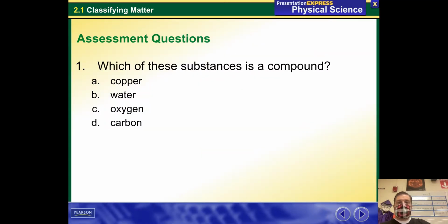So real quick, help me answer these questions and we'll call it good on this section. Which of these substances are a compound? You can blurt it out. What do you think it is? Water. A compound is a combination of two things. Copper is an element. Oxygen is an element. Carbon is an element. Water is 2 hydrogen per oxygen.